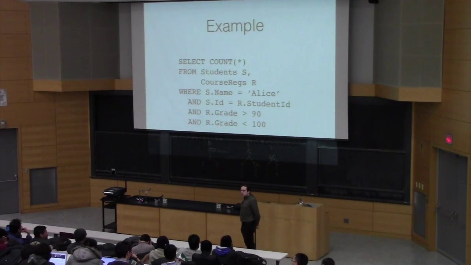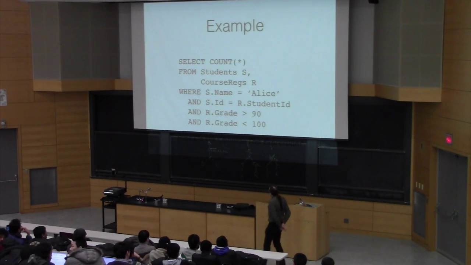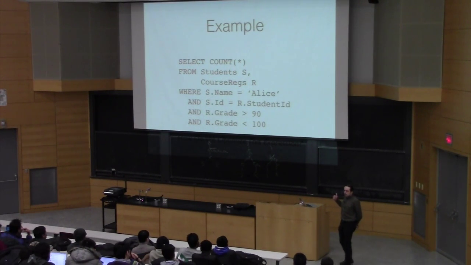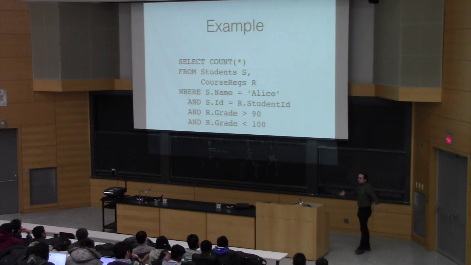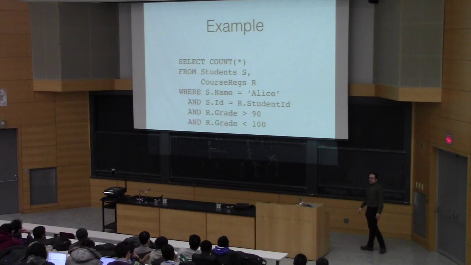Could you speak up? Index which attribute? Name? S.name. So index, sort S by the attribute name alphabetically. Great. What else can I do? I could also index the grade column of R. Anything else I could potentially do?